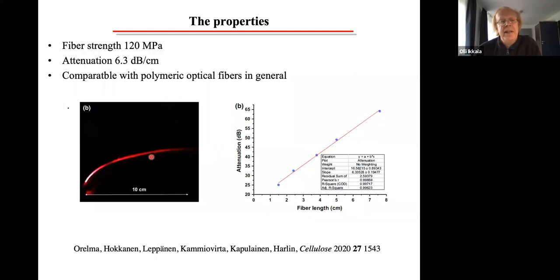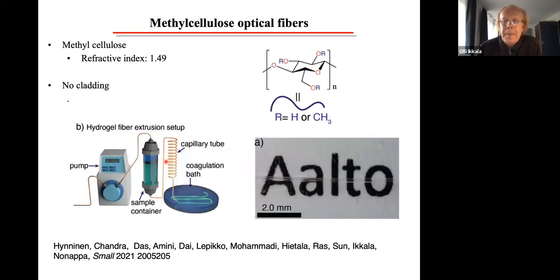And here you see how light goes there. But you see the problem is that you can't transmit light for kilometers or tens or hundreds of kilometers, but you can transmit light for, let's say, 10 centimeters. But that is enough for medical applications and also for advanced textiles. And what we have been doing is that we have been using methylcellulose, whose refractive index is 1.49.